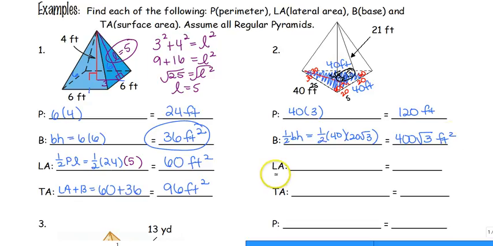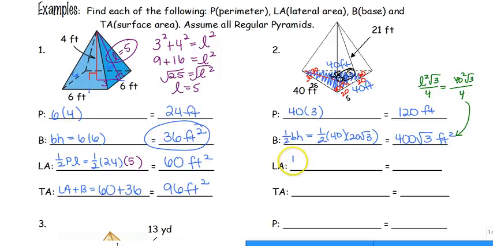We also could have used our special formula from the last unit, L squared root 3 all over 4. Our side length there is 40. 40 squared root 3 all over 4 will give you that exact same answer of 400 root 3. It's up to you which equation you would like to use.